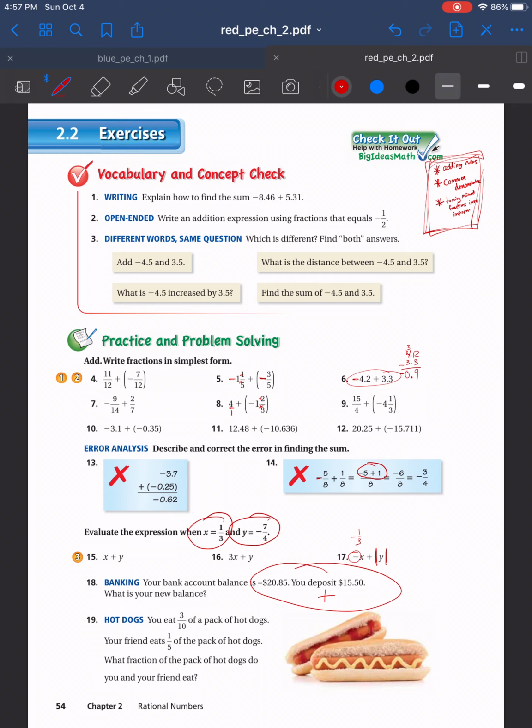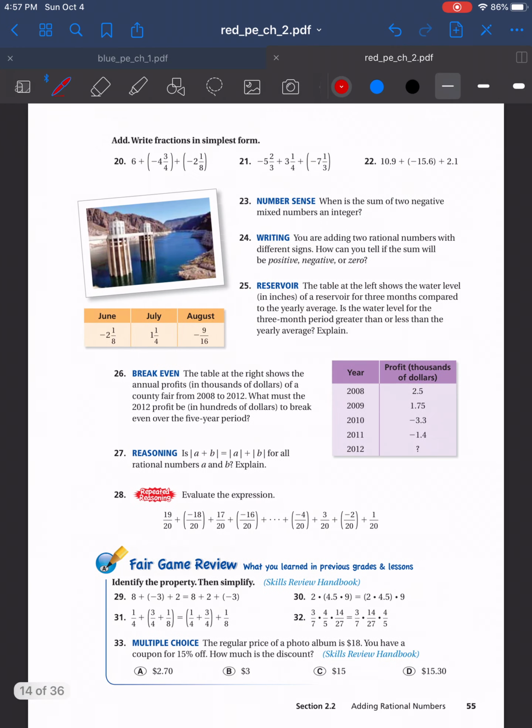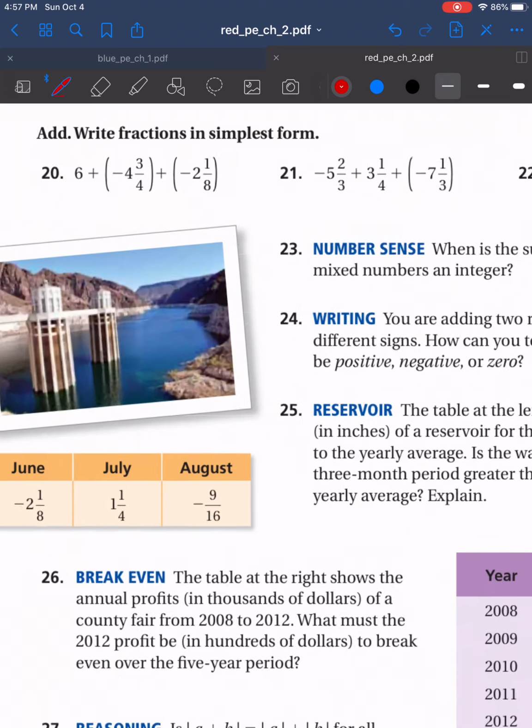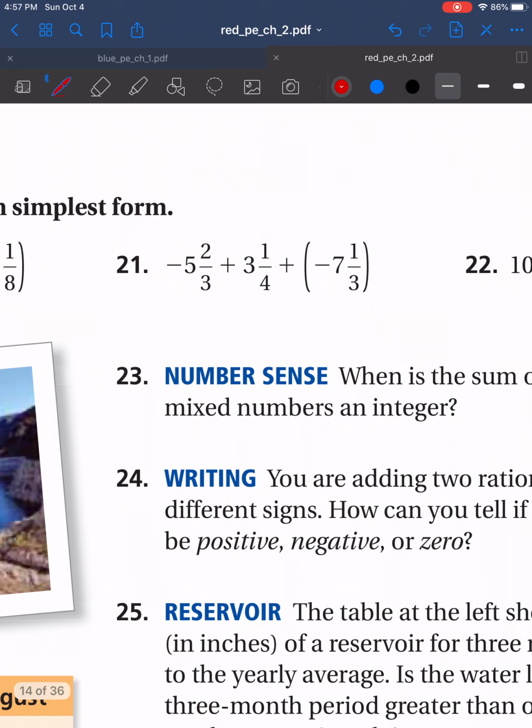You eat 3/10 of a package of hot dogs, and your friend eats 1/5 of the package of hot dogs. What fraction of the package of hot dogs do you and your friend eat? You have to add these up, but you have to have common denominators. Okay? 20 through 22. I just want you to add all of these things together, okay?